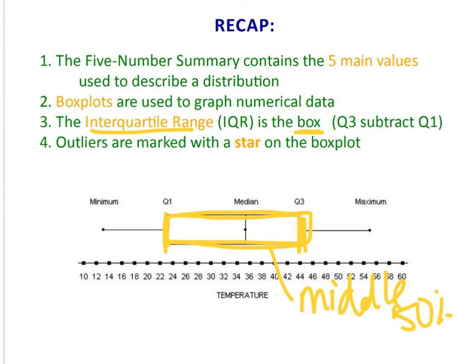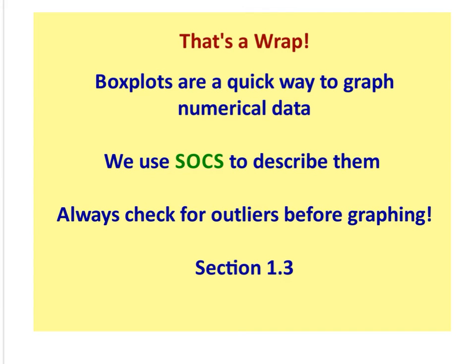And lastly, outliers are marked with a star. We don't draw the line all the way to the outlier. We replace it with just a star on the outlier and the tail going to the next highest point. So that's a wrap. Box plots are a quick way to graph numerical data. We use SOCs to describe them and always check for outliers before graphing.